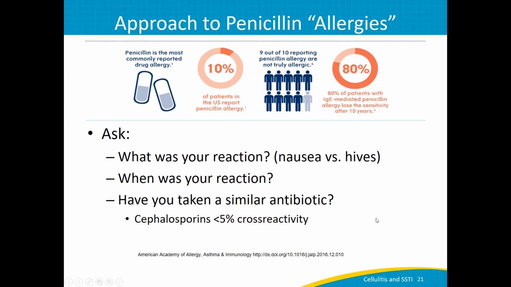And you want to ask if they've ever taken a similar antibiotic. It's helpful to throw out some specific names, like, have you taken amoxicillin? Have you taken Keflex? This can help you get a sense as to how active their allergy might be. And just remember that cephalosporins like Keflex, like ceftriaxone, have very low cross-reactivity with penicillin, less than 5%. So unless your patient has a very severe penicillin allergy, it's very likely that you could treat them with a penicillin-related antibiotic and they'll do just fine.